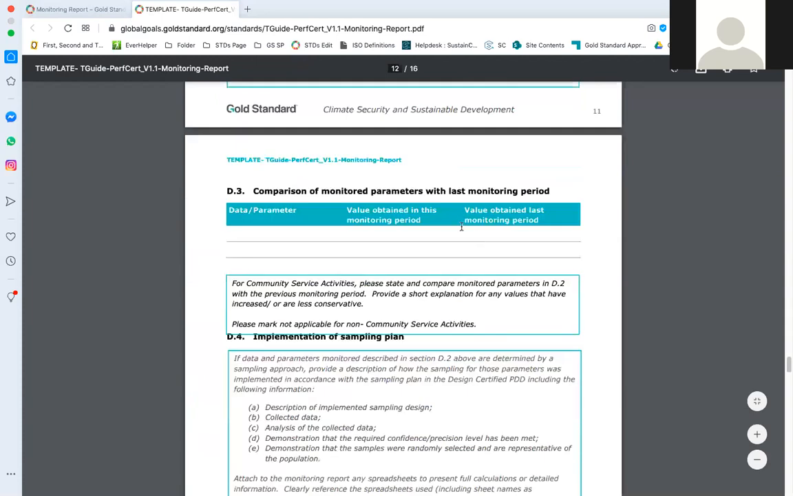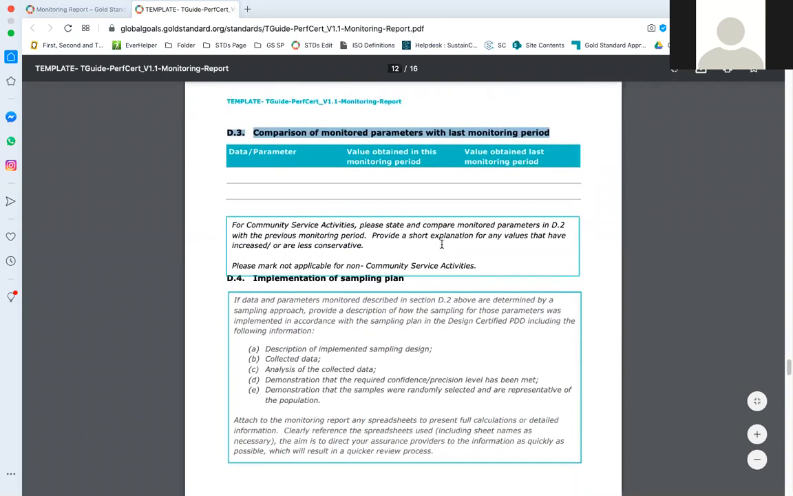One thing that I will add, there is a section D3, and this is for community service activity projects only, that there is a short table for developers to compare values obtained in this monitoring period and the previous monitoring period, just as a kind of sense check on patterns in a project. So it's a transparency device. It's there to help you and to help us and VVBs.